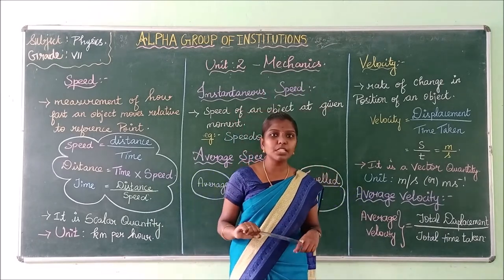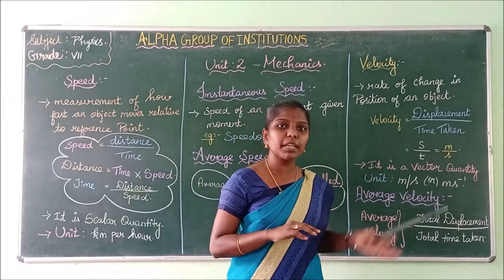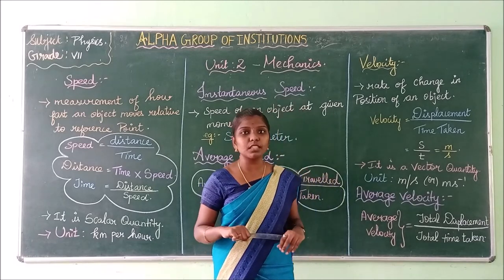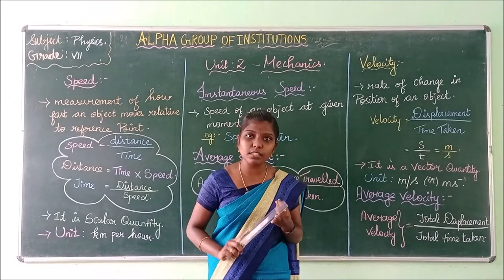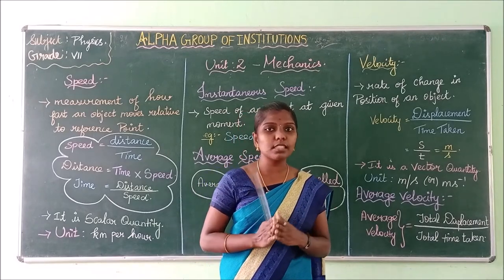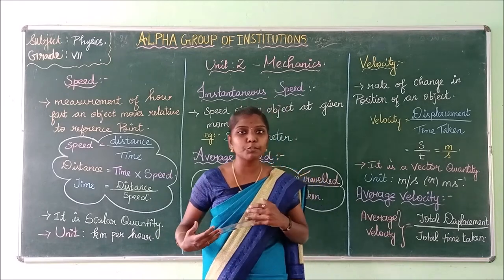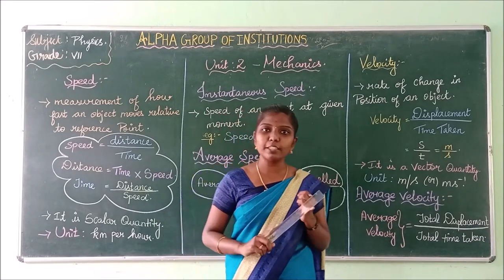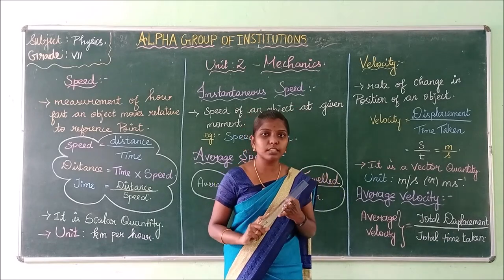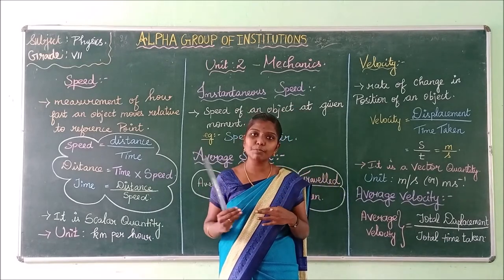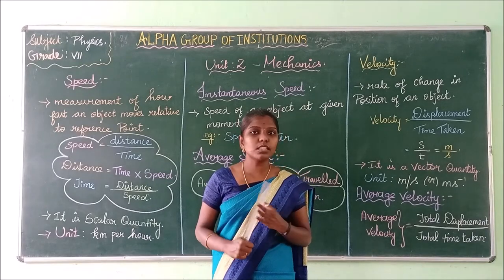You all might have seen the first part of the lesson, mechanics. Now we are going to see the rest of the topics in this lesson. What are the topics that we have seen in the first part? We have seen the definition of motion, definition of rest, and the difference between rest and motion. We have seen various types of motion: random motion, translational motion, rotational motion and oscillatory motion. Translational motion is further divided into rectilinear motion, curvilinear motion and circular motion.